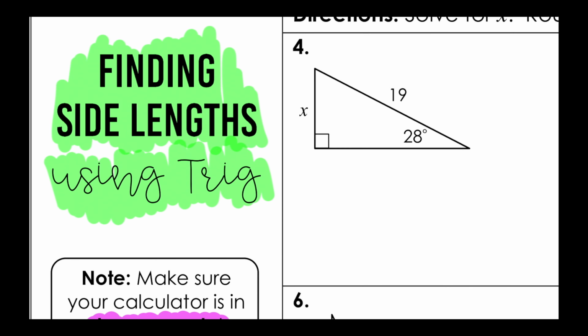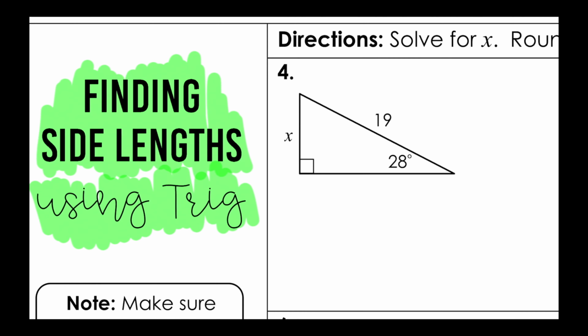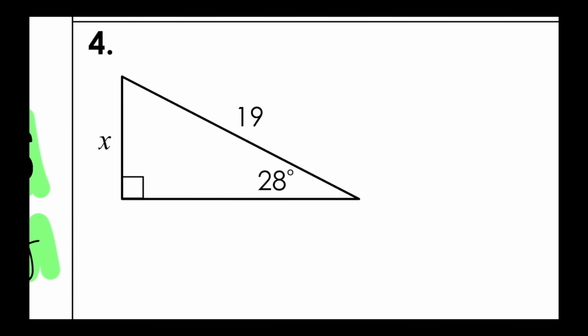So how do we use trig to find missing side lengths? Let's look at number 4. Let's look at this example. We have a triangle. When I told you this branch of math is very useful in real life. Imagine this is a triangle floating in space, right? But use your imagination. Imagine this is the ground.